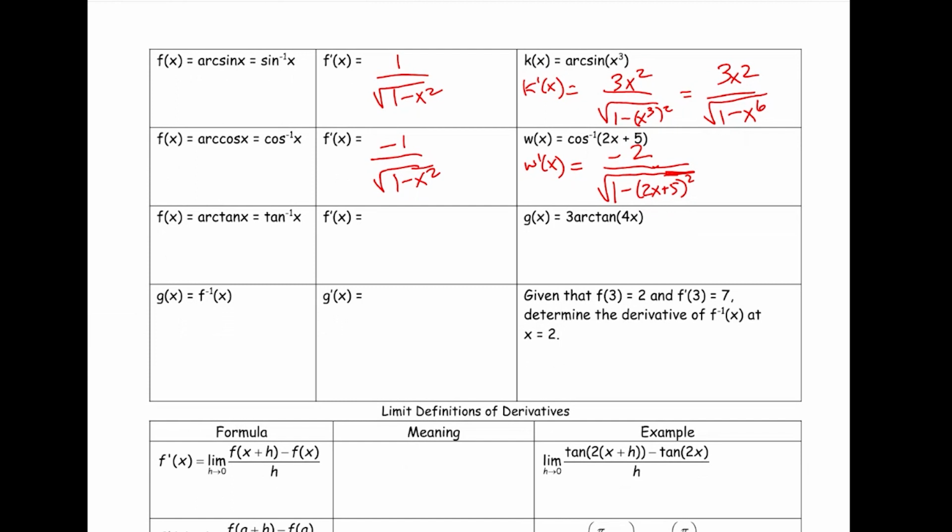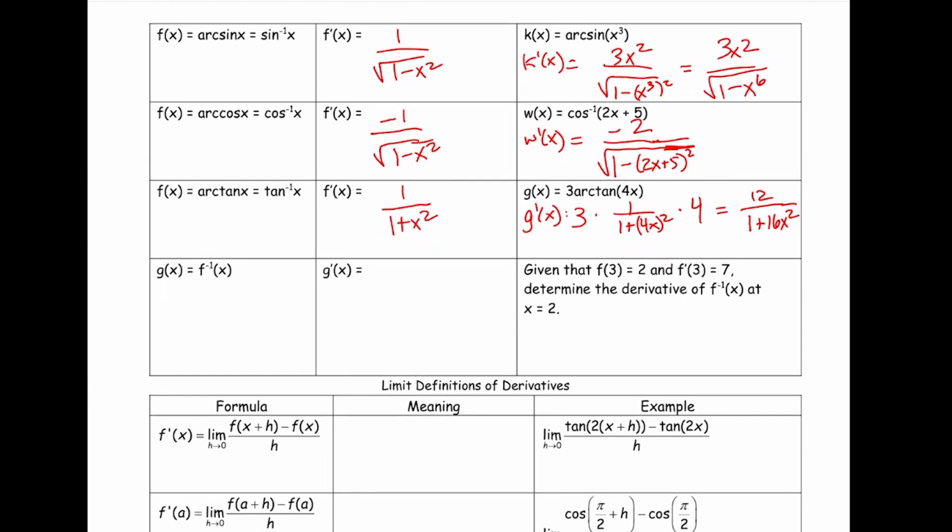The derivative of arctangent is 1 over 1 plus x squared. So the derivative of 3 times arctangent of 4x is going to be 3 times 1 over 1 plus 4x quantity squared times the derivative of 4x, which is 4. I do want to clean this up a little bit. 3 times 4 is 12. So 12 over 1 plus 4 squared is 16, and times x squared.